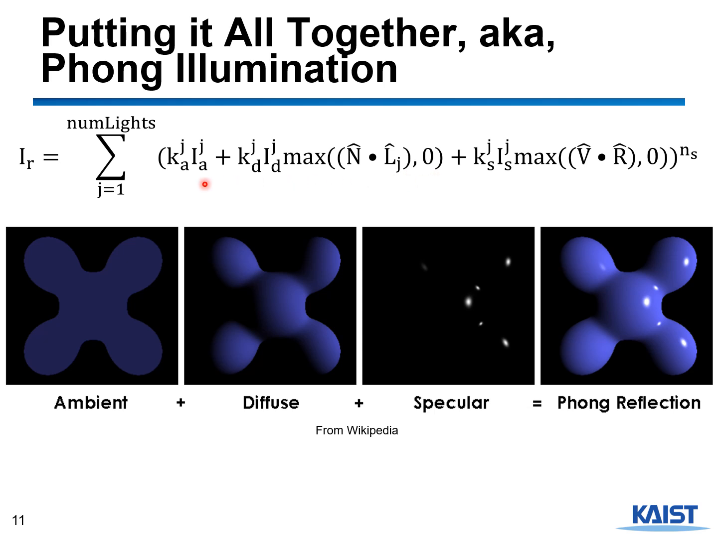Also, there is the diffuse term between the normal and the light direction. We use the max term to make sure that the dot product between the two vectors gives us a positive value. And then there is the Phong reflection considering the non-ideal reflector, performing the dot product between V and R. So these are the ambient, diffuse, and specular terms.